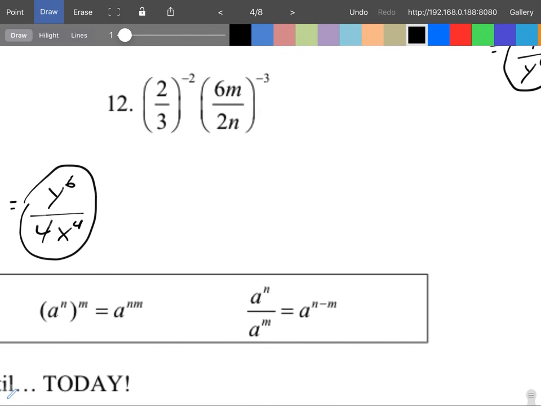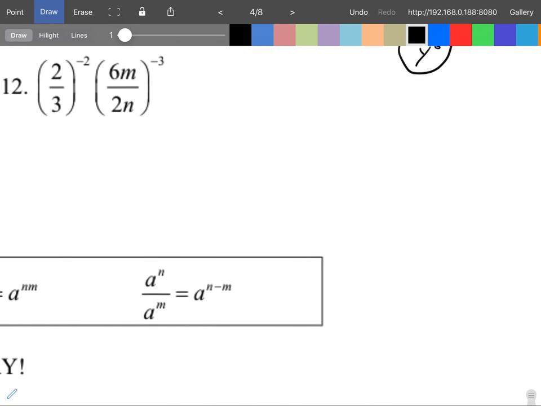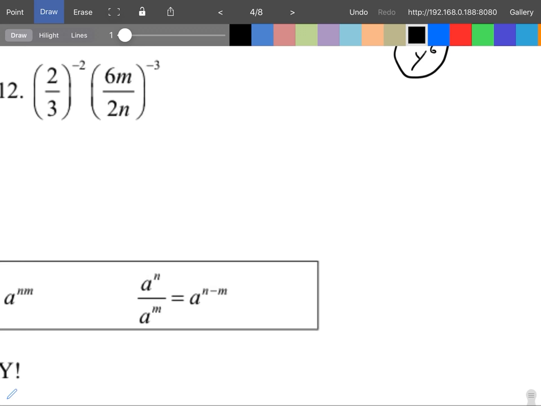All right, one more to go. So last example before winter break. This one I'm going to leave myself some room. This one's kind of messy. So this one, again, we're going to put this negative 2 power onto the numerator and the denominator. And then we're going to put this negative 3 power onto the 6, onto the m, onto the 2, and onto the n.